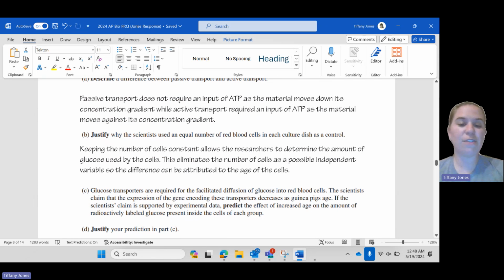So justify why the scientists use equal numbers. You want to use equal numbers so you'll be able to eliminate the possibility that the number of cells is leading to a difference. So having the exact same number of cells is going to be considered a constant in our experiment. So it allows us to determine whether it was actually the glucose, not the number of cells.